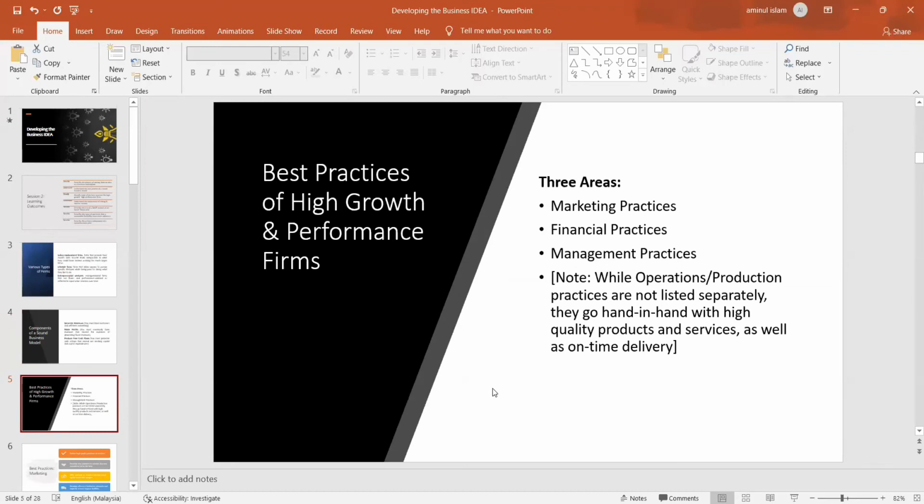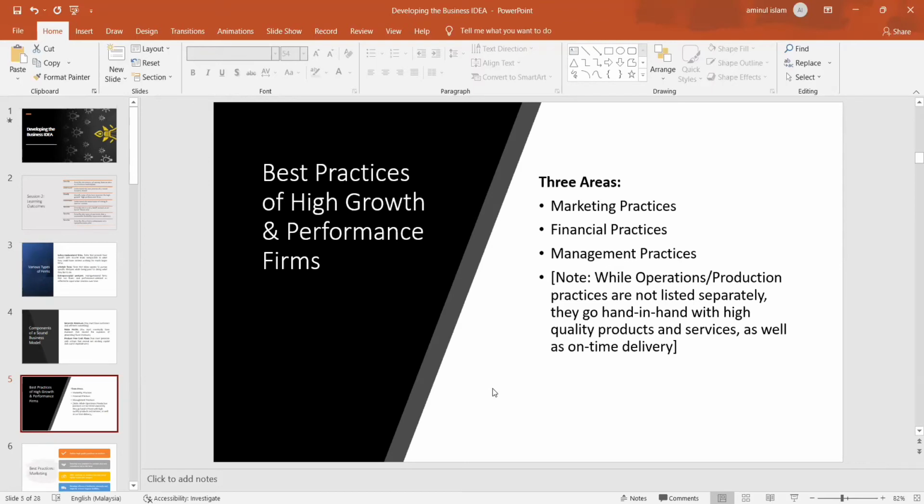Now, let us look at some of the best practices for high growth and performance firms. Of course, there are some key elements that we have to look at and see what are the best practices available for those who have been successful. The next few slides that you see are prepared based on the analysis of firms which have been very successful. They maintain high growth and good performance from the beginning until they sustain and continue operation as entrepreneurial ventures.